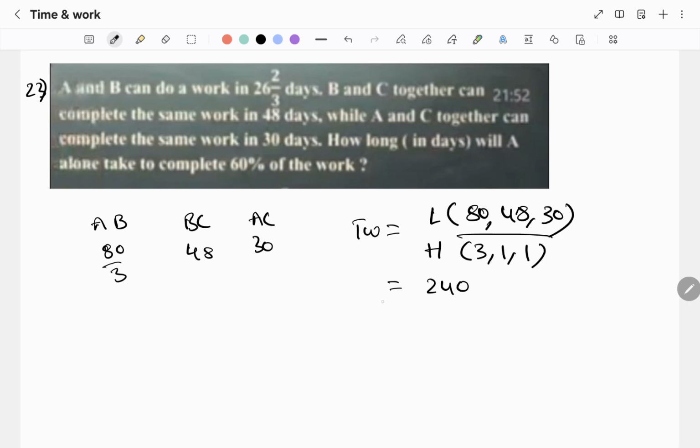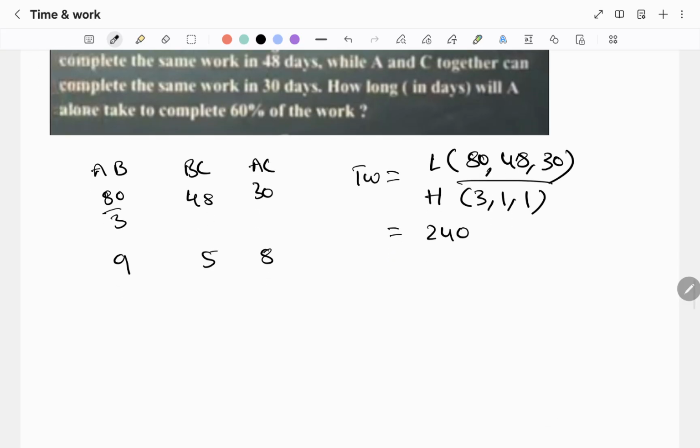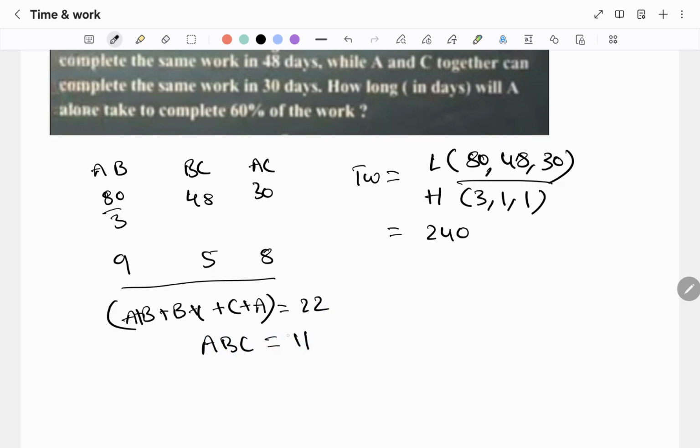Then AB efficiency: 240 by 80 by 3, so 9, 48, 5 and 8. So they're asking how many days A alone? ABC together means A plus B, B plus C, and C plus A. Together efficiency is 22. Then ABC is equal to 11, means 2 times it is. So ABC is equal to 11.